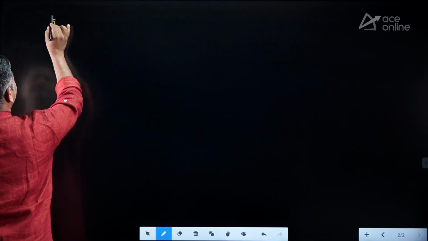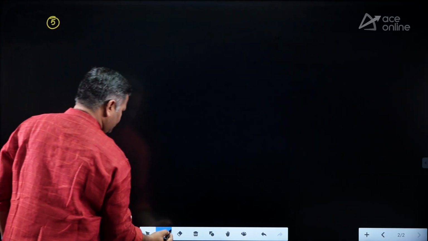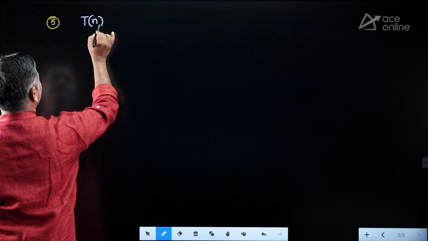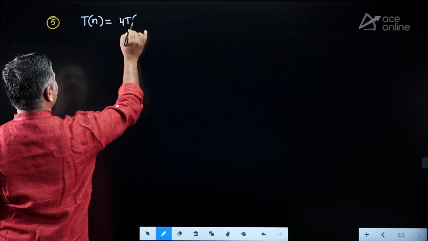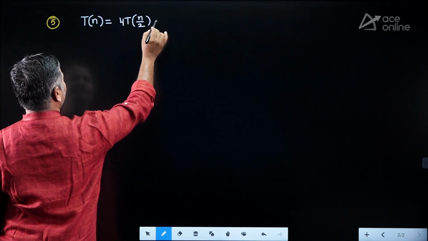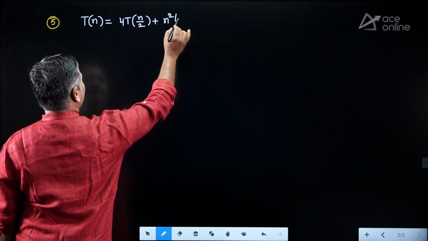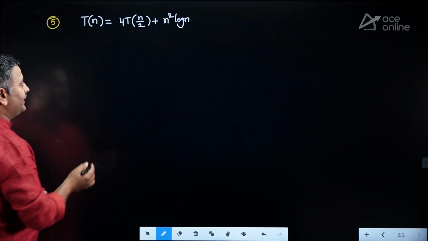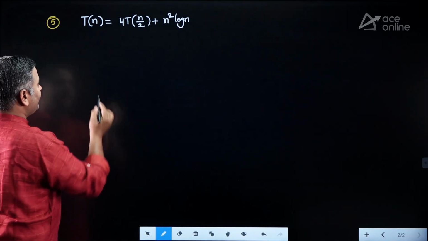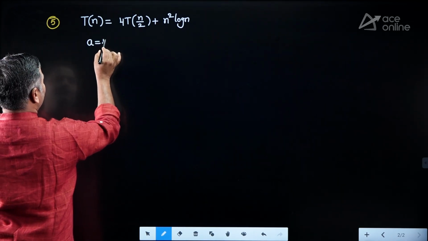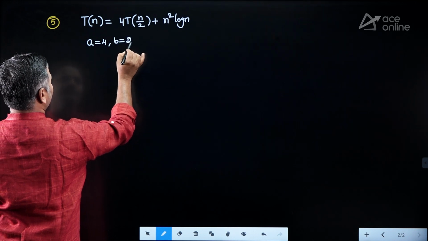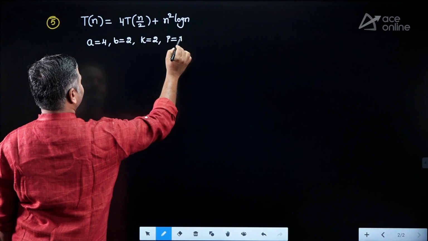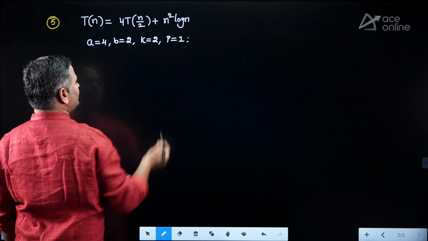Problem number 5. T of n is equal to 4 into T of n by 2 plus n square into log n. Just compare with the master theorem. You will get a value equals 4, b equals 2, k value equals 2 and p value equals 1. n to the power of k, log to the power of p n.